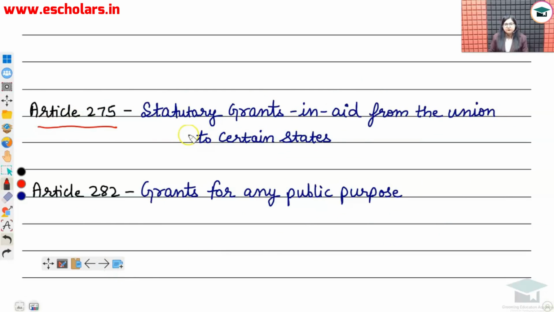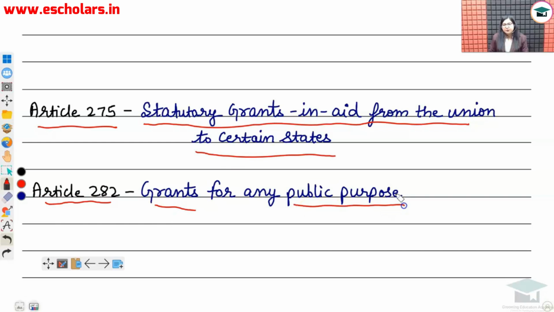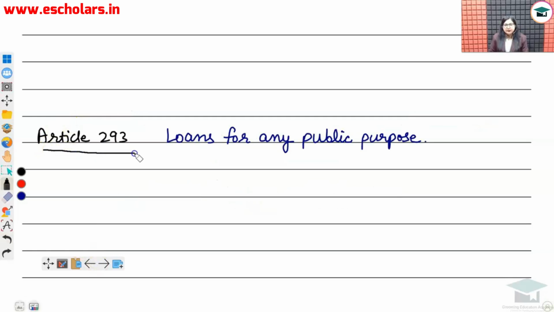Article 275 is related to the statutory grants and aid from the union to certain states. And Article 282 is related to grants for any public purpose. So let's recall it. Article 275: statutory grants and aid from the union to certain states. Article 282 is related to grants for any public purpose. Next, Article 293 is related to loans for any public purpose. So let's recall it. Article 293 is related to loans for any public purpose.